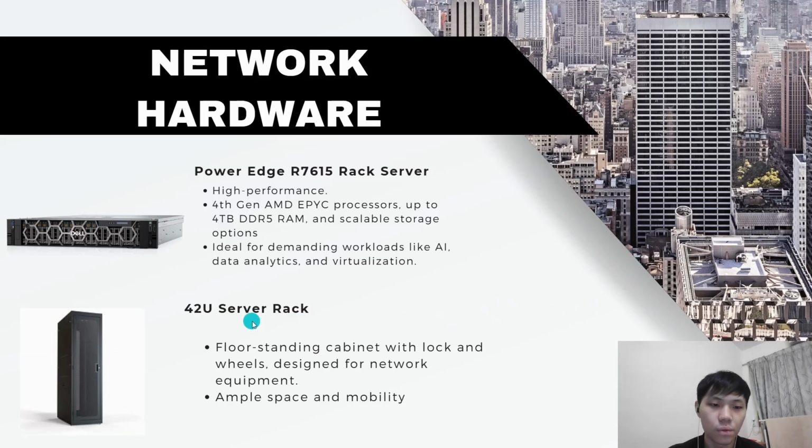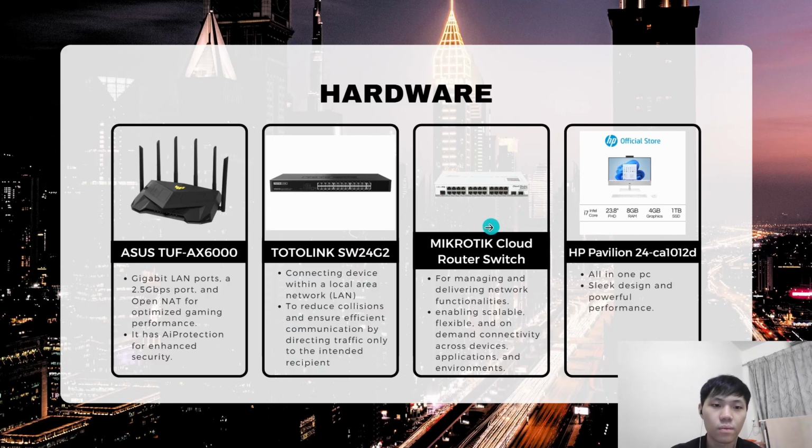Next, we have the 42U server rack. It is a floor-standing cabinet with lock and wheels designed for network equipment. It offers ample space and mobility. Next, we'll talk about the router. We have the Asus TUF AX6000. It has gigabit LAN ports, a 2.5 gigabit port, and Open NAT for optimized gaming performance. Besides that, it also has AI protection for enhanced security.